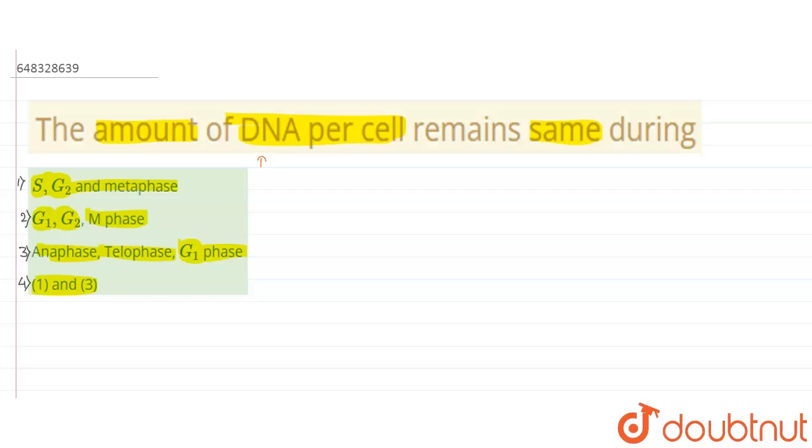First of all, we know that there is a process called mitosis. This mitosis process is the process of cell division. In this cell division process, one parent cell gets divided into two identical daughter cells. Two daughter cells, clear? And if this parent cell is diploid, then the two daughter cells will also be diploid cells, clear?